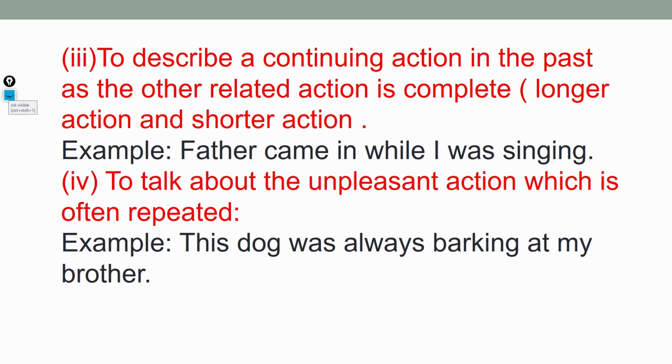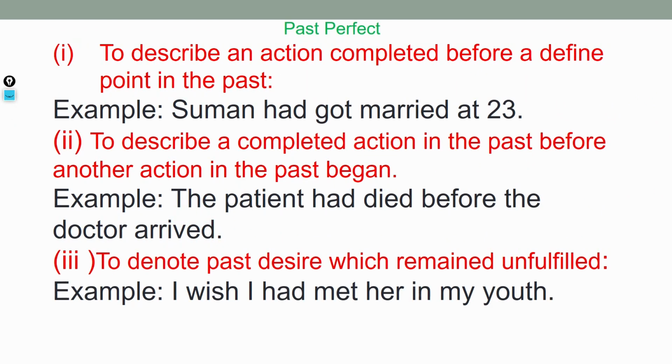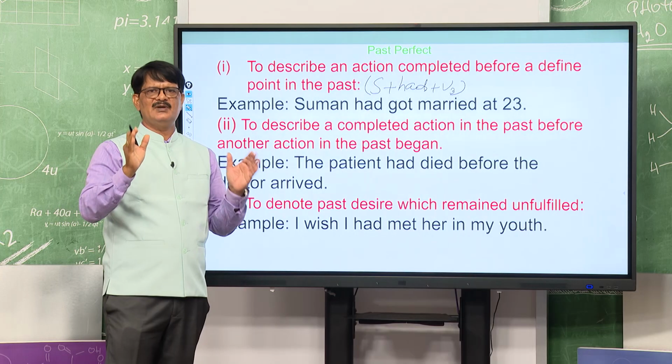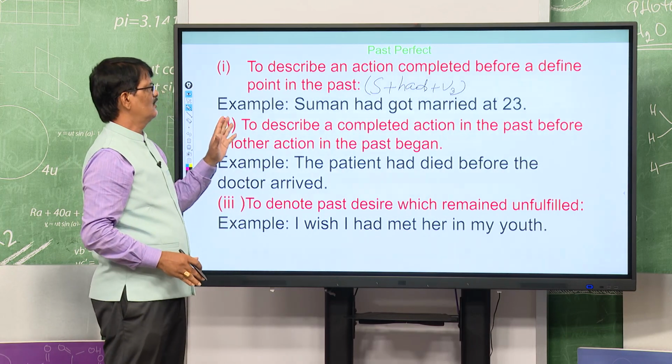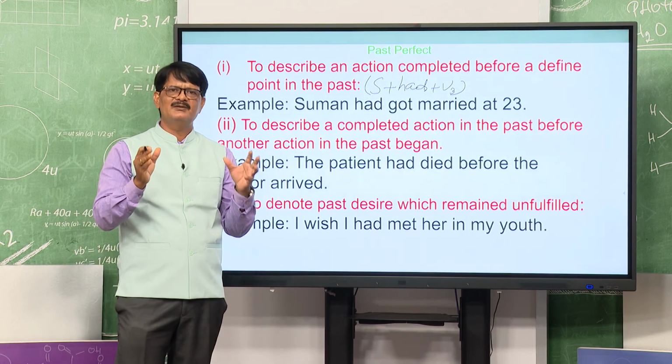Okay. This is your past progressive we are discussing. Next you come to the past perfect. What is the structure of the past perfect? The structure of the past perfect is subject plus had, then you have V3. If you remember the structure, easily you can do it. Some rules are there also, that is the structure, and where the past perfect is used.